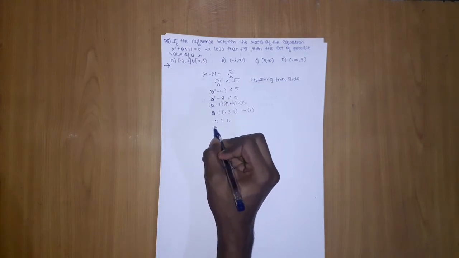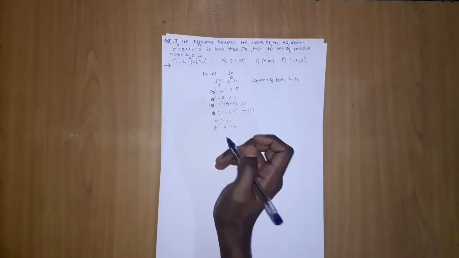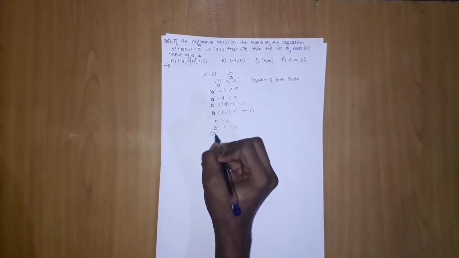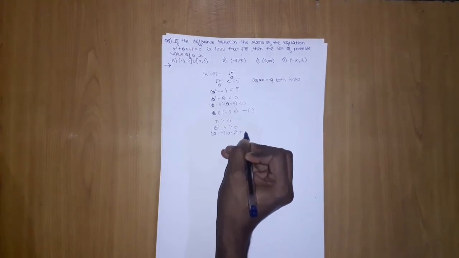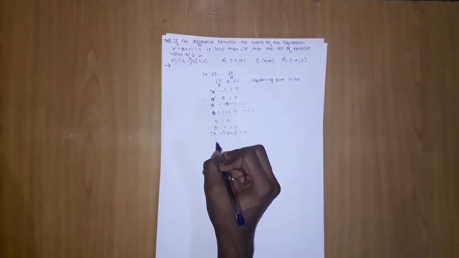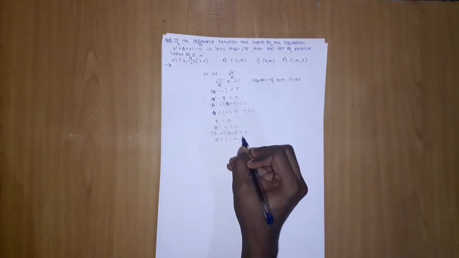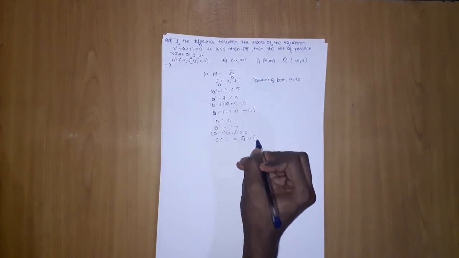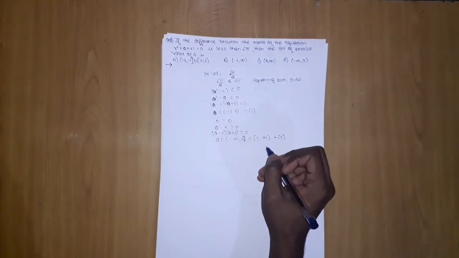So a square minus 4 should be greater than or equal to 0. Here a minus 2 and a plus 2 will appear, greater than 0. So a belongs to minus infinity to minus 2, union 2 to infinity. Now let's take the intersection of both.